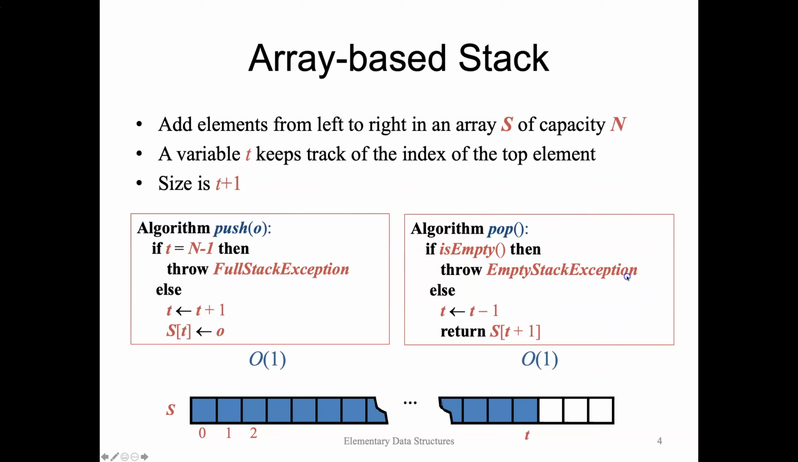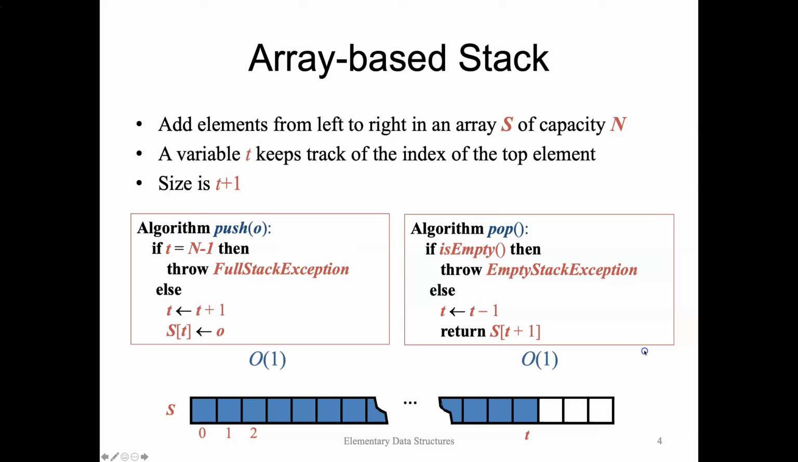Pop can be executed similarly. Again, we check to make sure that there are items left to be popped off the stack, and if there aren't any, then we throw an exception. Otherwise, if we do have something to pop, say we're popping this item here, we decrement our top of stack index, and then we return that old item which was at the top of our stack. Again, this is a constant time operation because inside this algorithm we have only a constant number of primitive operations.